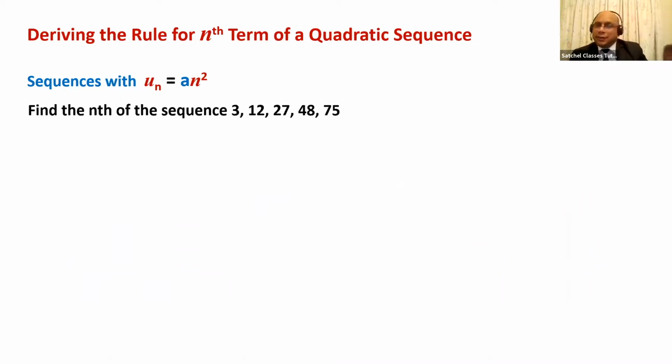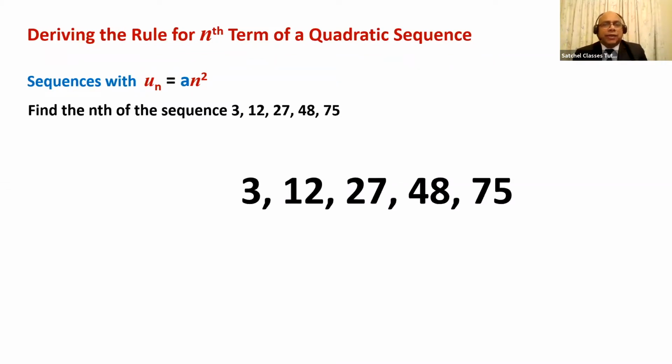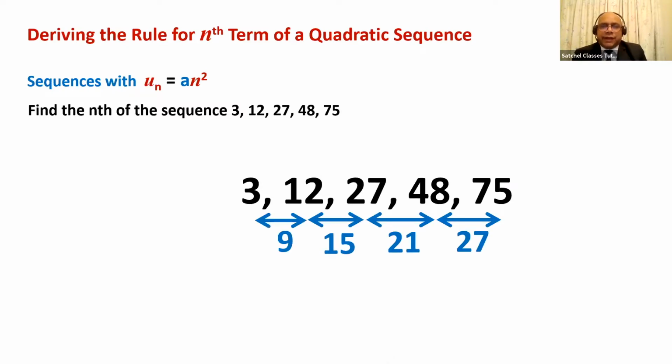And now that we understood this, we can always go the reverse way, which means if I'm given the terms of a sequence, we can always find the rule for the nth term, right? For example, 3, 12, 27, 48, 75. These are the terms in the sequence. What are the differences? As you can see, the differences are 9, 15, 21, and 27. That's the first difference. And the second difference, as you can see, is 6 in each case.